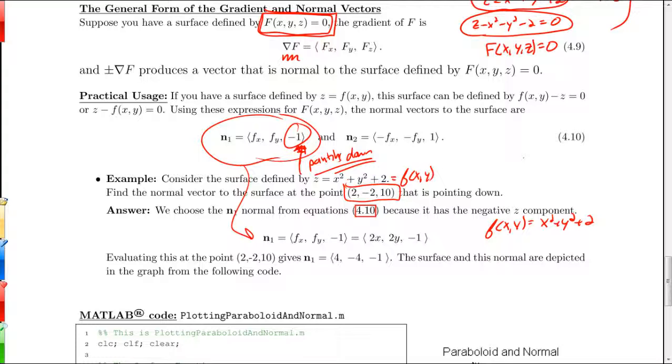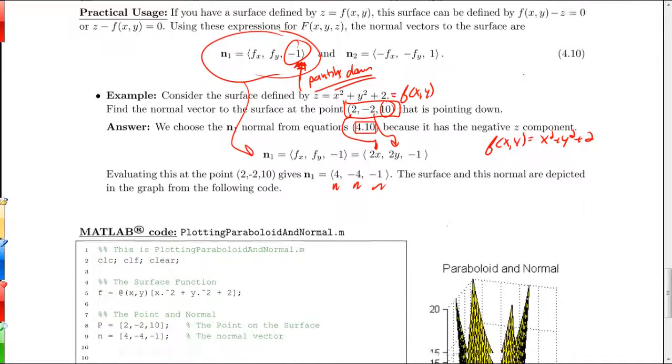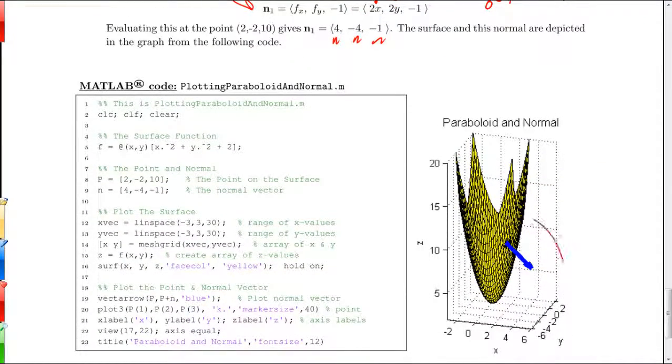So I have to put in x equal 2 right there, y equals negative 2, and the 10, sorry, that's 2, negative 2, 10. The 10 doesn't get plugged in anywhere because there's no z in this expression. So I just get 4, negative 4, and negative 1. Right? So that's the normal vector pointing in the downward direction. It's this vector right here. So there's that same surface, and this is just what I called n1 up above.